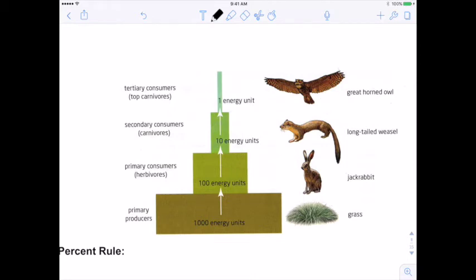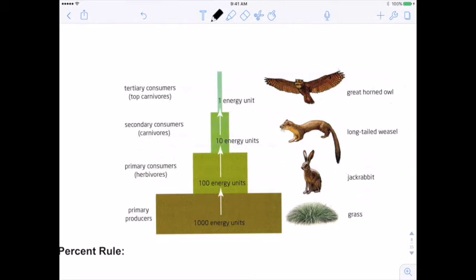Now if we look at the long-tailed weasel, there are fewer long-tailed weasels than there are jackrabbits. The long-tailed weasel eats the jackrabbit, but there are more jackrabbits than there are long-tailed weasels. Makes sense. If that's a source of food, there would need to be an abundance of what you're eating. Finally, the top carnivore is the smallest amount of biomass in a food pyramid.